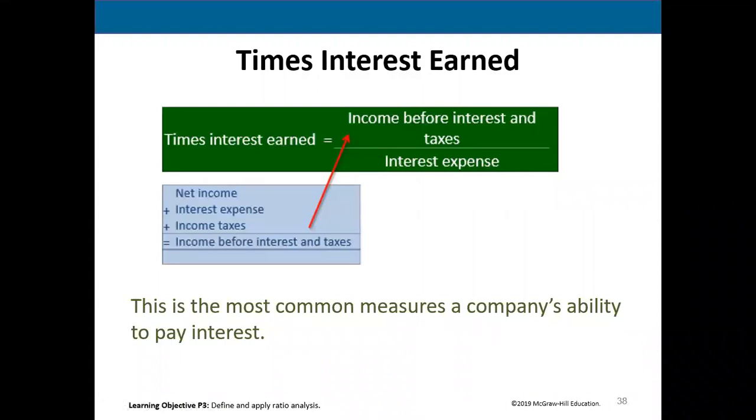Times interest earned ratio. We take the income before interest and taxes off of our income statement. So we have to be careful there. We want to make sure net income is our starting point. Add back your interest expense that was subtracted to get to net income. Add back income taxes.